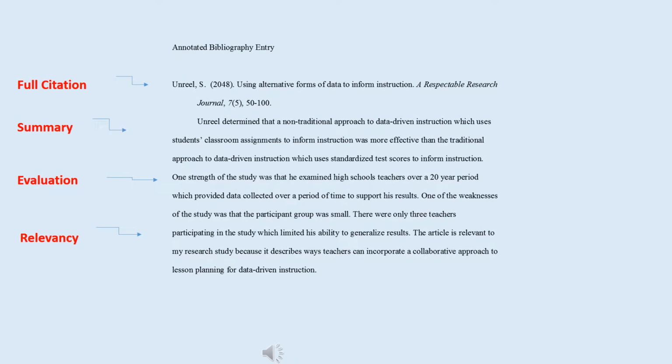Annotated bibliographies are organized alphabetically using the author's last name in a full bibliographic citation of the source. Each annotated bibliographic entry begins with a summary of the author's purpose and major findings, then an evaluation in which it is determined whether or not the research design adequately supports the author's purpose. Annotated bibliographic entries end with a discussion of how the source is relevant to your study.